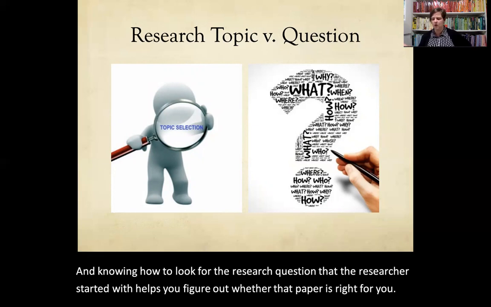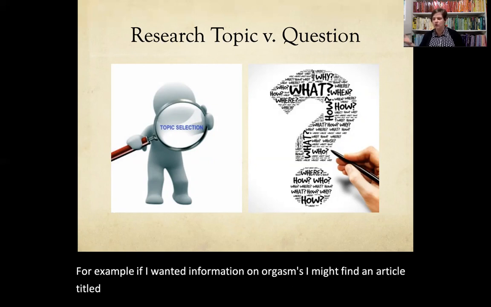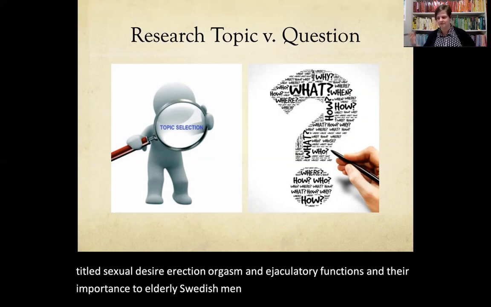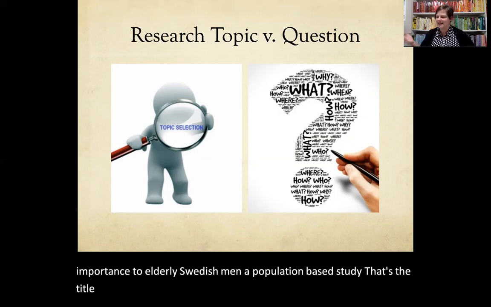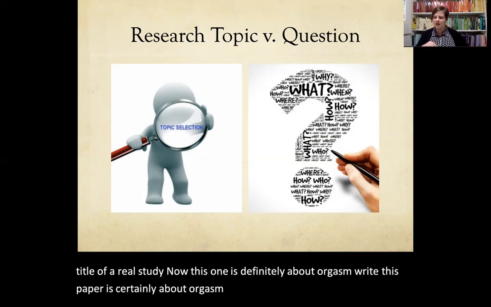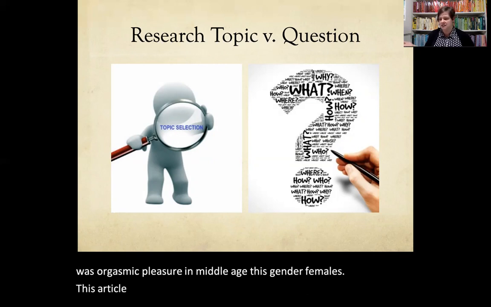For example, if I wanted information on orgasms, I might find an article titled Sexual Desire, Erection, Orgasm, and Ejaculatory Functions and Their Importance to Elderly Swedish Men, a population-based study. That's the title of a real study. Now, this one is definitely about orgasm, right? This paper is certainly about orgasm. But if what I wanted to find out about was orgasmic pleasure in middle-aged cisgender females, this article is probably not going to be any use to me.